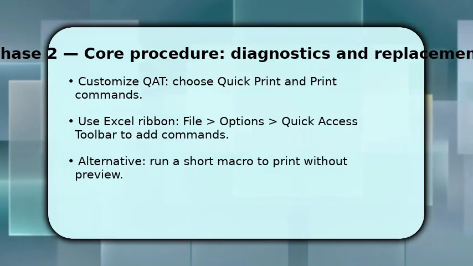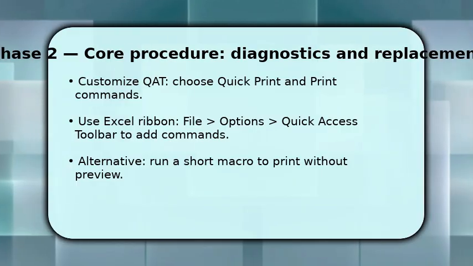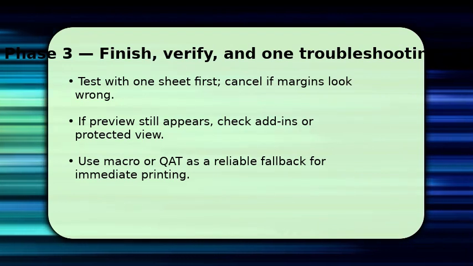By doing this, you finish by testing the direct print on a single sheet to confirm settings and margins. If output looks good, print the full workbook. Once done, make sure to save the QAT layout, and if using a macro, trust the personal macro workbook.